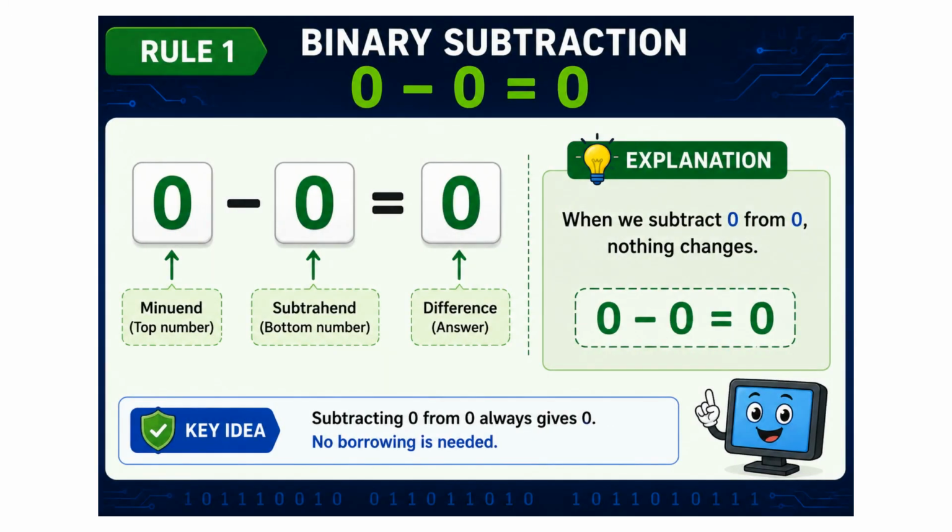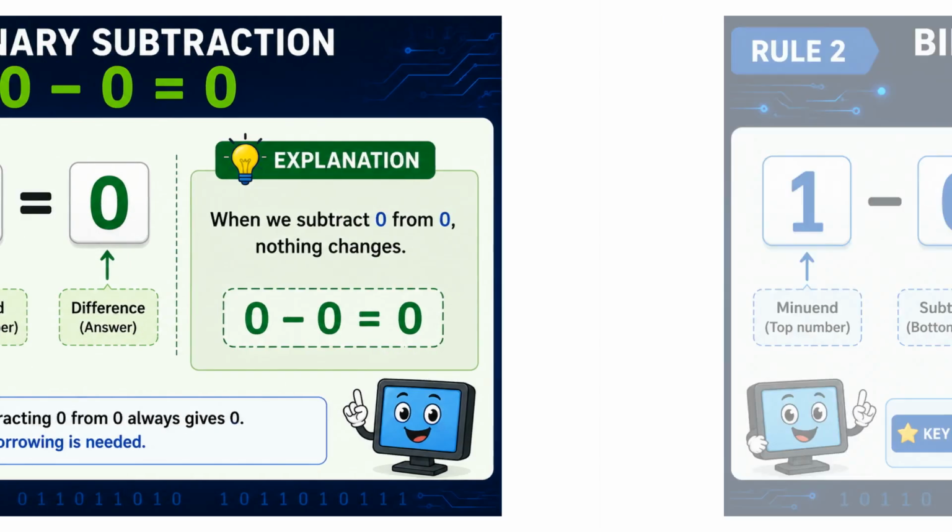Let's begin with Rule 1, 0 minus 0 equals 0. Here, we subtract 0 from 0. Nothing changes, so the answer is still 0. This is the simplest rule, and no borrowing is needed. Remember, 0 minus 0 always equals 0.